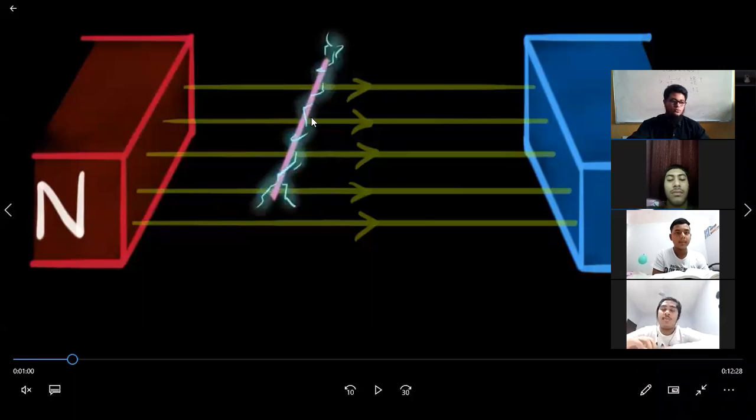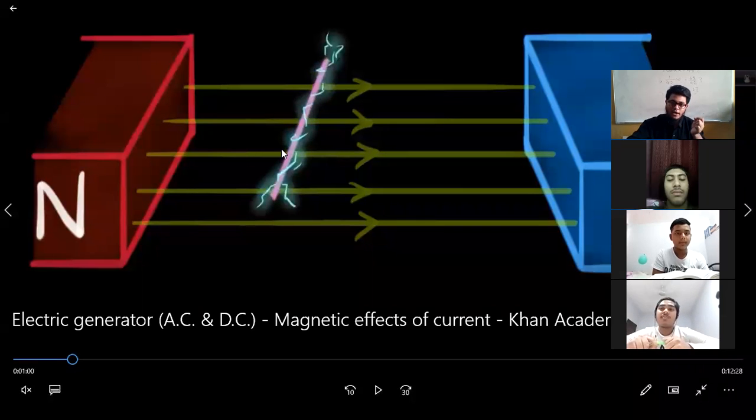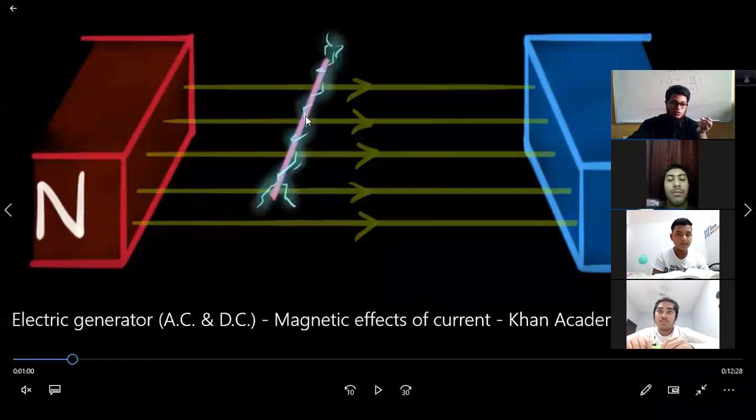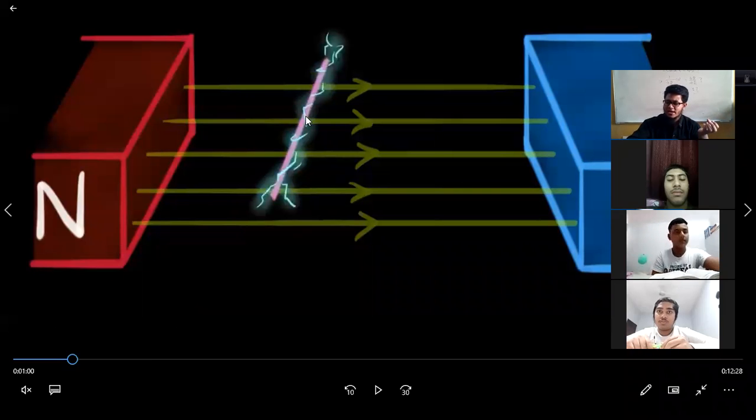So I will say again, we already know that if I keep a wire in a magnetic field and cause it to move, that means it is in relative motion with respect to the magnetic field, then there will be a current induced in the wire. We know this, right? As soon as it comes to rest, there will be no current, right? So in order to get a continuous current, I need to keep it in continuous motion, right?